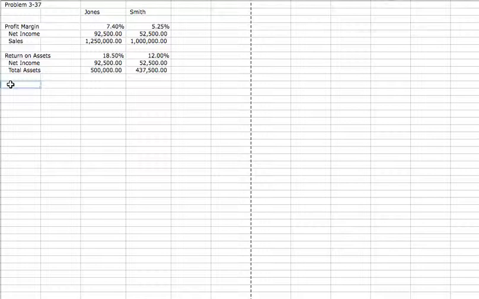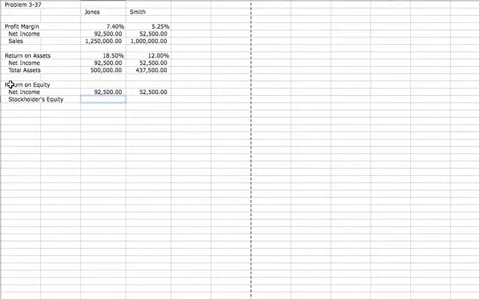We have return on equity as our next calculation. So let's take a look at return on equity. Net income to stockholders' equity. All right, so again, we have net income. It's 92.5 for Jones, and for Smith, it's 52.5.